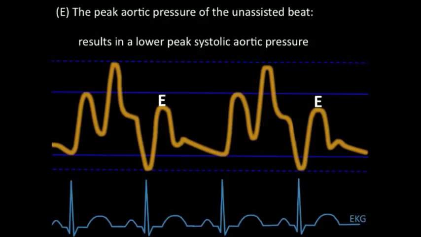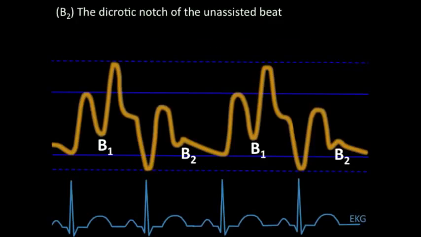And what's quite remarkable about all of this is that even though we're at a lower peak systolic aortic pressure, the left ventricle can actually eject more blood even though it's not working as hard. So that's quite fascinating. And now we get to the dichrotic notch of our unassisted beat. And here it occurs at a slightly lower aortic pressure than it did with the assisted beat. And this is simply due to the fact that our previous peak aortic pressure was lower. So since E was lower, B2 will be lower.